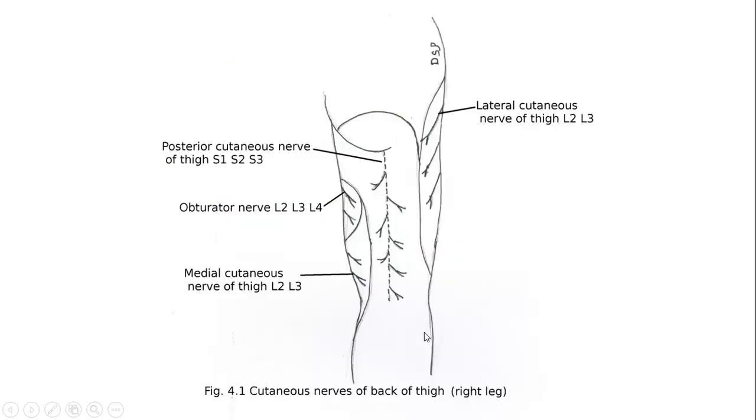If we go to the posterior side of the thigh, we see the lateral cutaneous nerve of the thigh, which is L2, L3, and then the posterior cutaneous nerve of the thigh. On the medial side, we see the obturator nerve supplying the medial part, and below this the medial cutaneous nerve of the thigh from above.